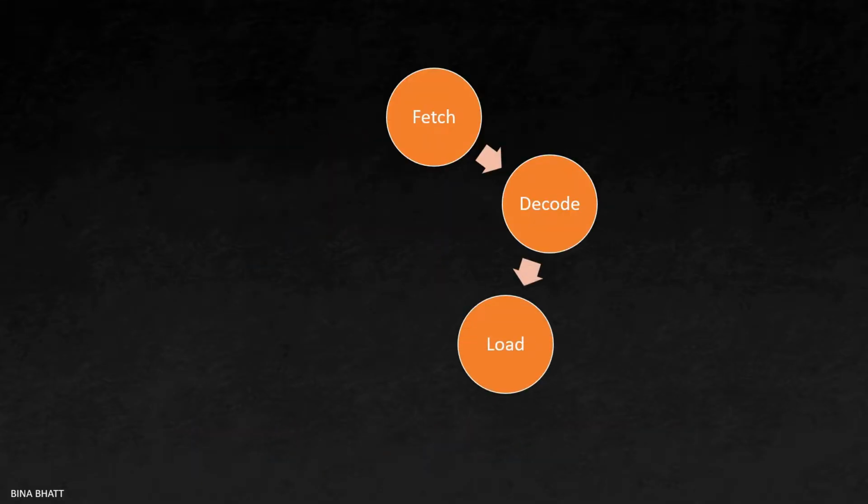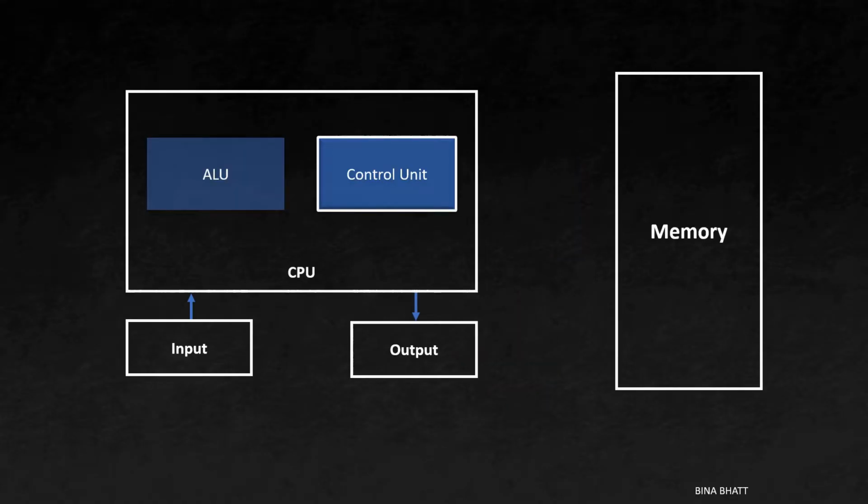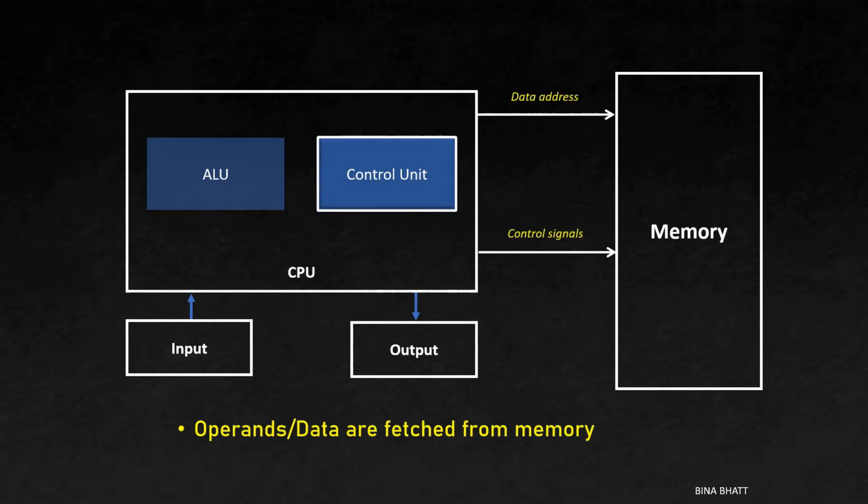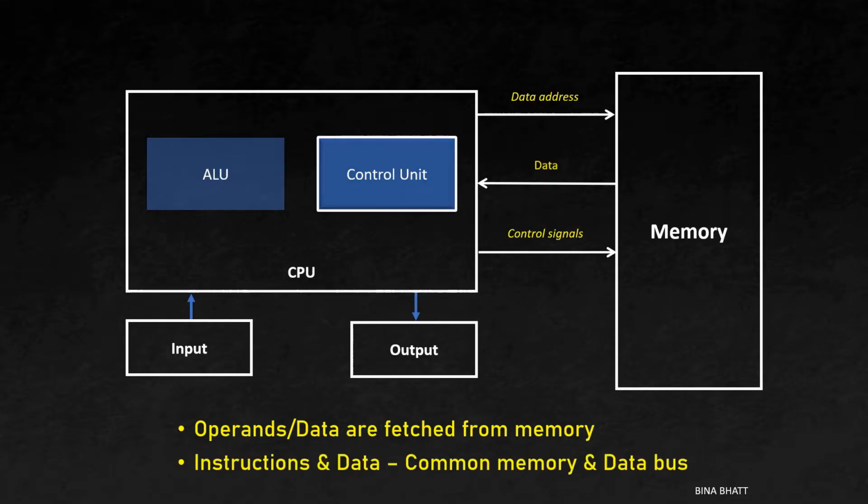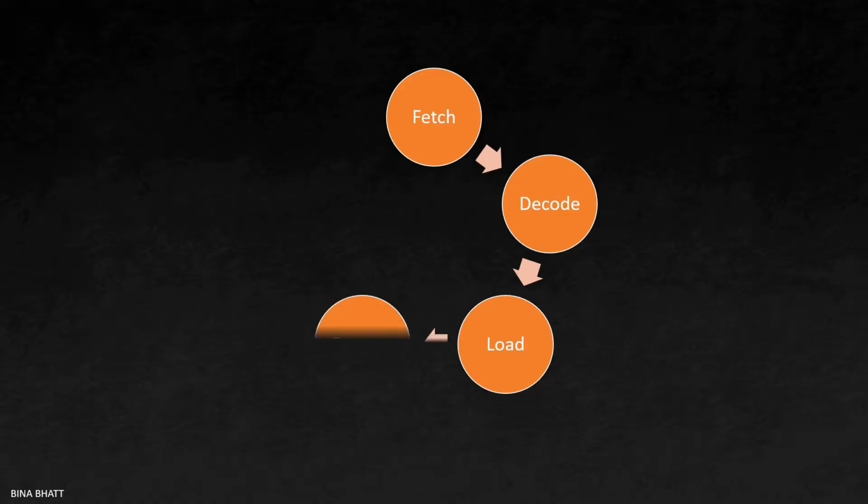Next is loading the operands. This is an optional step. Not every instruction will require it. Here, the operands or data is fetched from the memory. Again, address is provided on address bus, control signals on control bus, and the data travels through the data bus. Note that both the instructions and data are stored in the same memory and they are accessed via a common data bus. This is an important feature of von Neumann architecture.